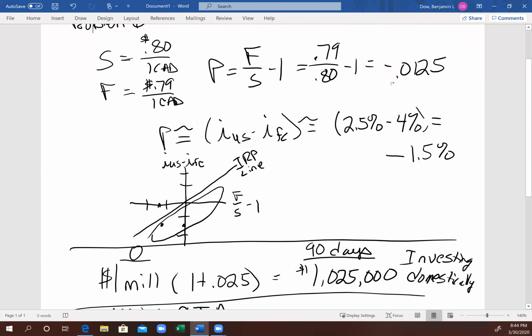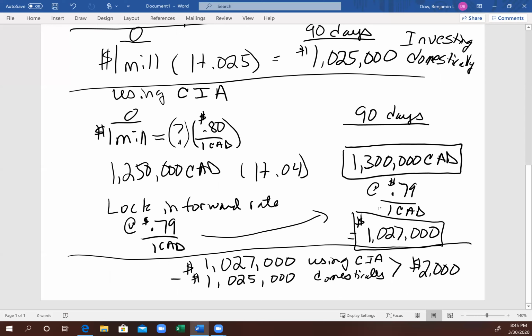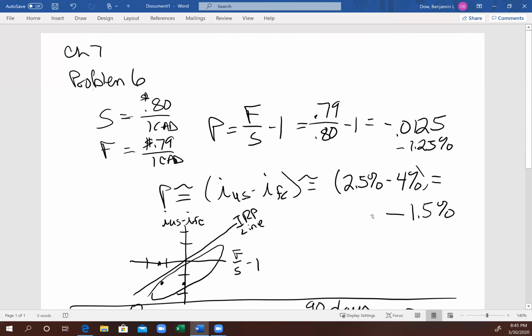Which, if you look back up here, since the forward premium suggested a negative 1.25% difference between the forward rate and the spot rate, but the interest rates were only negative 1.5%, if you look at that as a net differential of about 25 basis points, the $2,000 should not be that surprising, as that's a difference of about, well, not exactly 25 basis points, but somewhere in that same range. So that's problem 6.